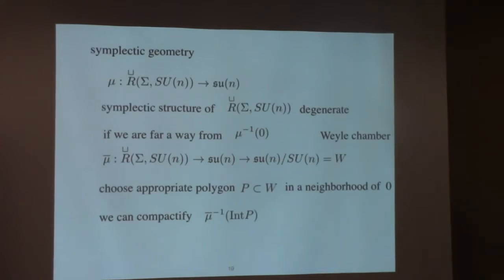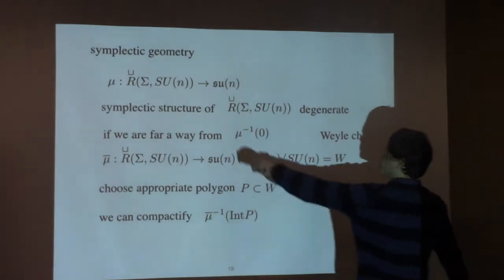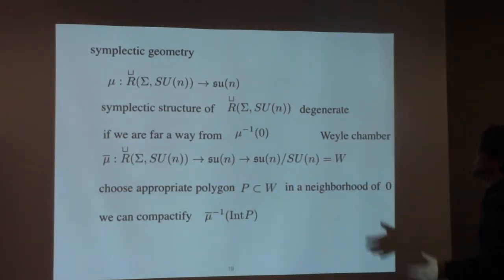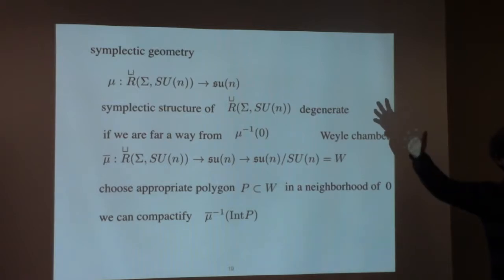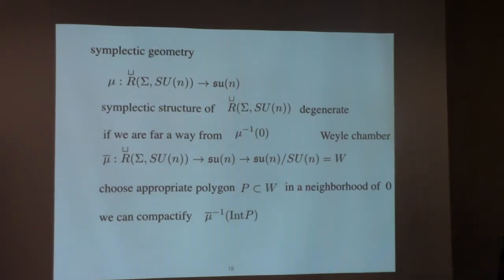So on the symplectic side, what one can do is the following. We have this moment map mu from this symplectic domain to this SU(N). This has a symplectic structure, but it degenerates if you go far away from the inverse image of 0. So if you try to do Floer theory, you can do it in a neighborhood of mu inverse 0, but far away the symplectic structure degenerates, so this has a difficulty.